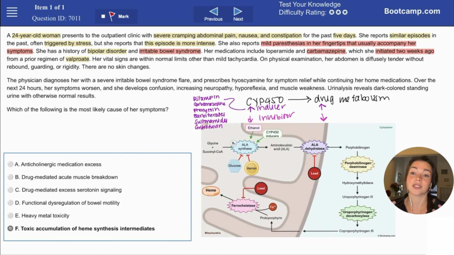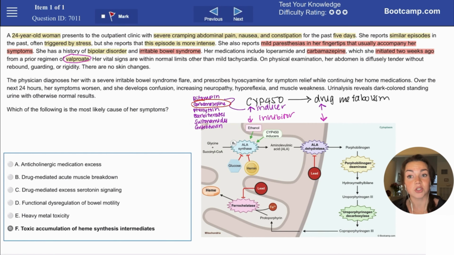In my opinion, the cytochrome P450 inducers that are the most important to remember is this list right here, probably in order from most important to least important. I would say rifampin, carbamazepine, phenytoin, barbiturates, sulfonamides, and then griseofulvin.